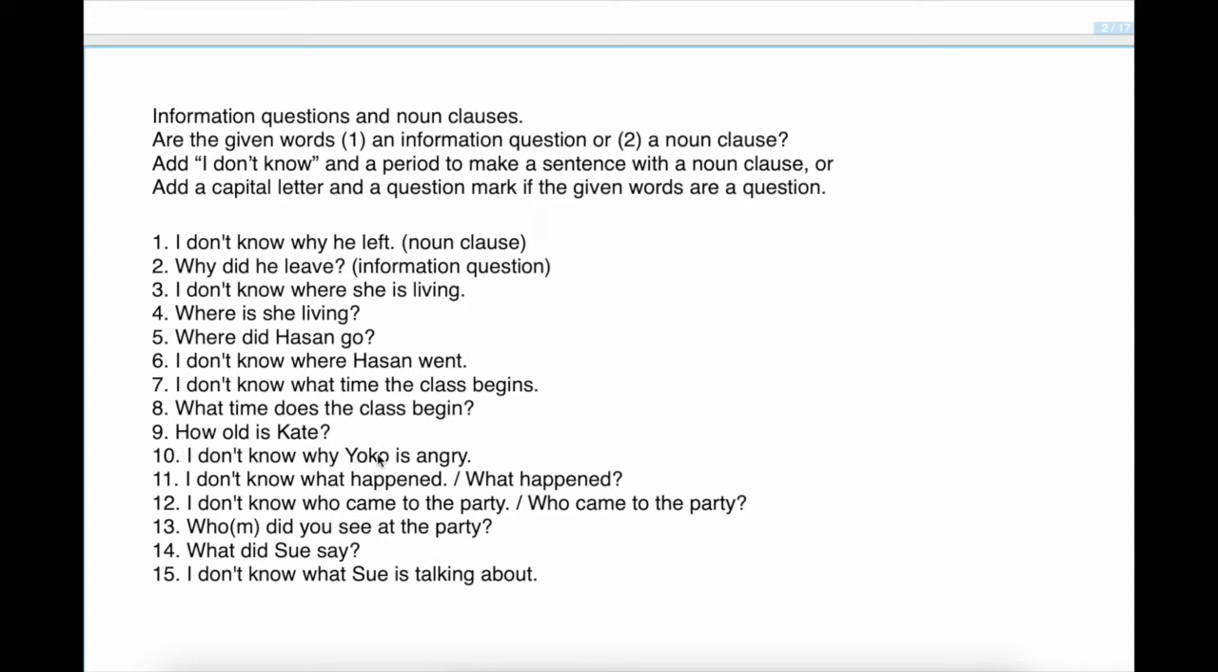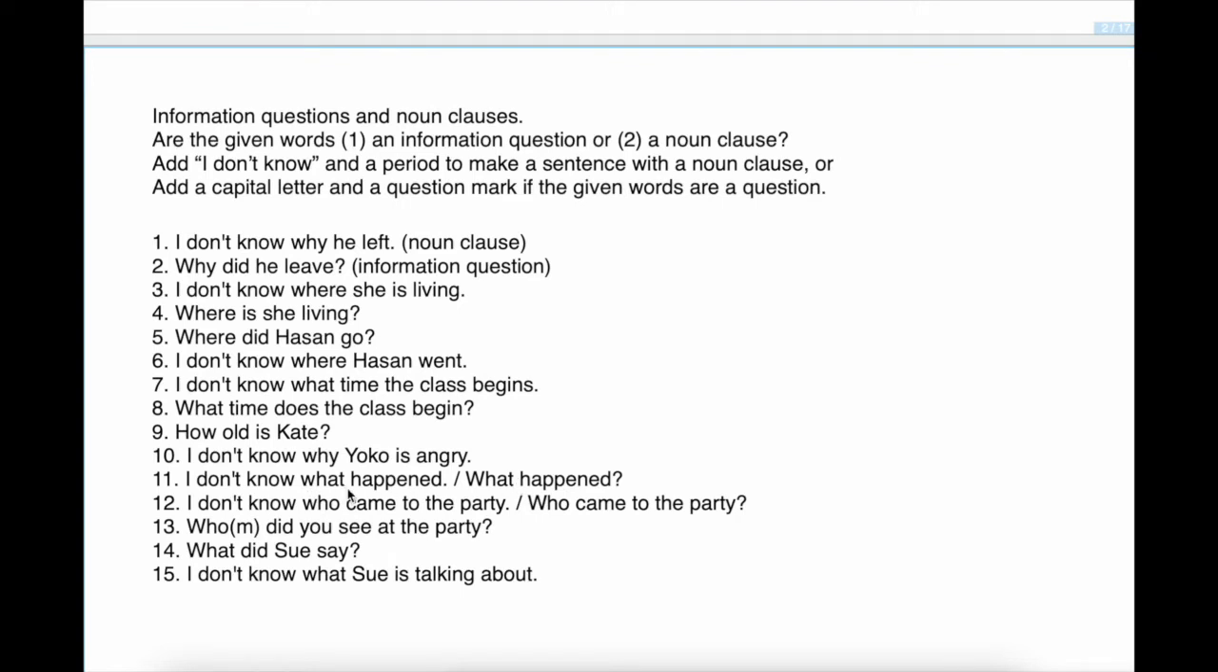I don't know why Yoko is angry. Subject, but the helping verb is coming after Yoko, not before. So just period. I don't know what happened. 2 options are possible in here. One is I don't know what happened. This is also true. Or what happened? Question, information question and noun clause.